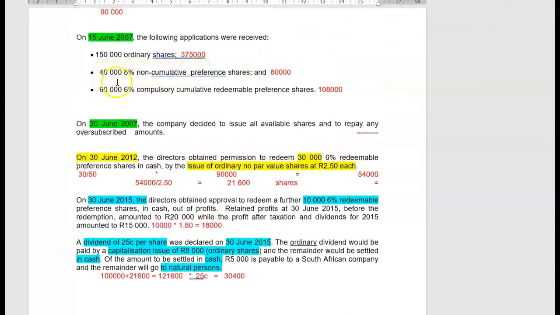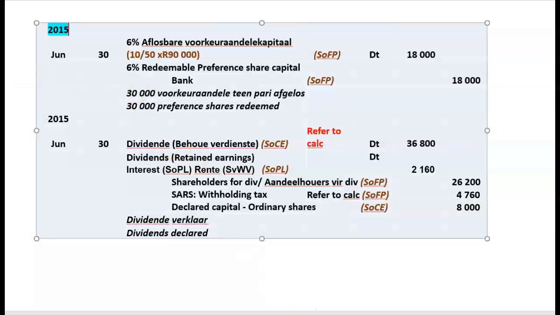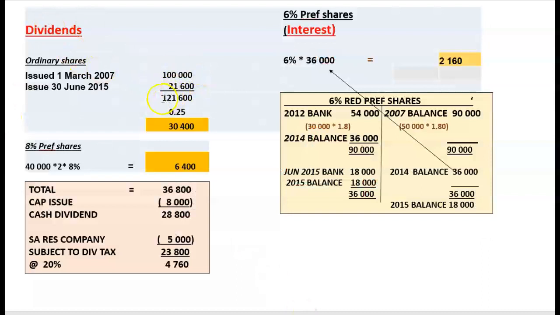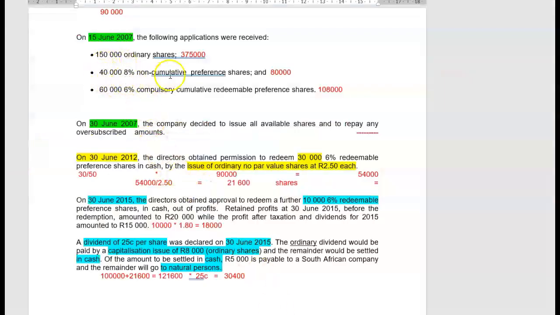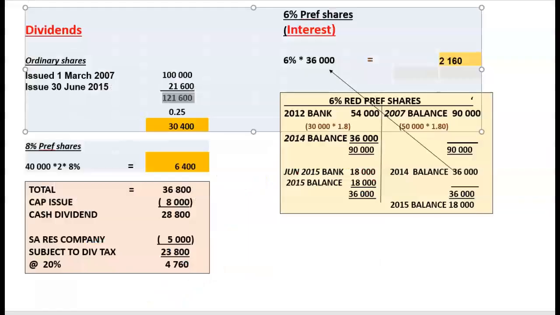what was the dividend on the non-cumulative preference shares. Let's have a look here. The ordinary shares we said was the 121,600 shares multiplied by 25 cents, which gives us 30,400. The 8% pref shares was the total amount which was in issue, and that was only that 40,000 times 2 Rand a share, which gave us that 80,000 Rand. So that was that 40,000 times 2 times 8%. It was in issue for the full year of 2015, and that would have given us a total dividend on the pref shares of 6,400.